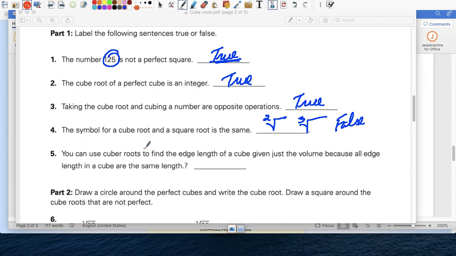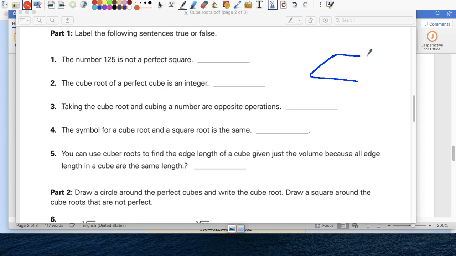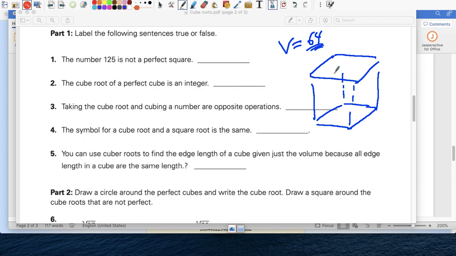You can use cube roots to find the edge length of a cube given just the volume, because all edge lengths in a cube are the same. Yeah, that's absolutely true. Remember the first exercise we did. Here's a cube, and I tell you that the volume is 64. What does that mean? Well, it means that there were 64 of these small cubes used to make that cube.